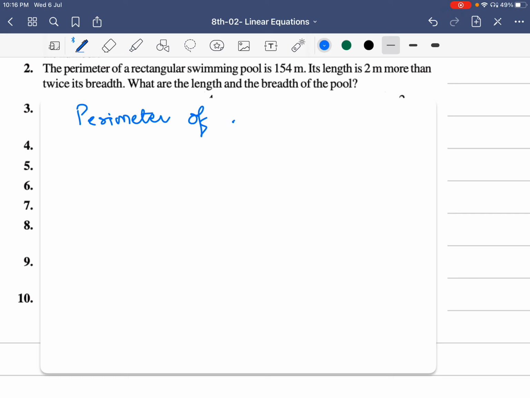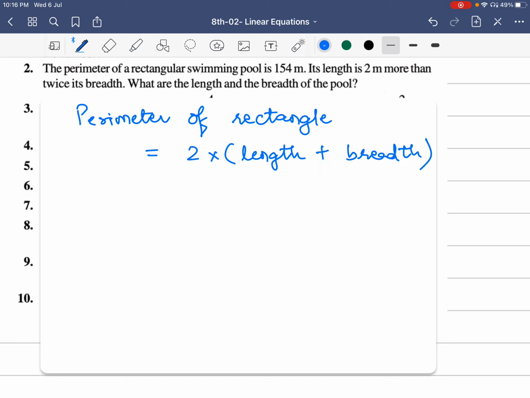Perimeter of a rectangle. What is that? That is 2 into length plus breadth. We know that perimeter is 2 into length plus breadth. Now the length of the rectangle is, and always remember this, it is very important, is always stands for equal to.